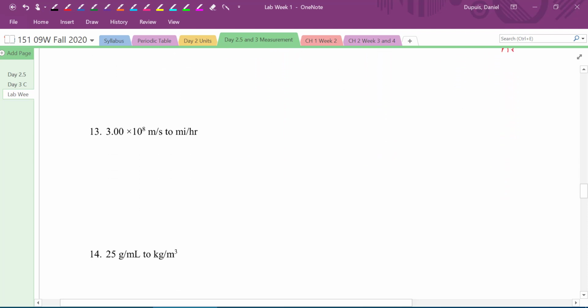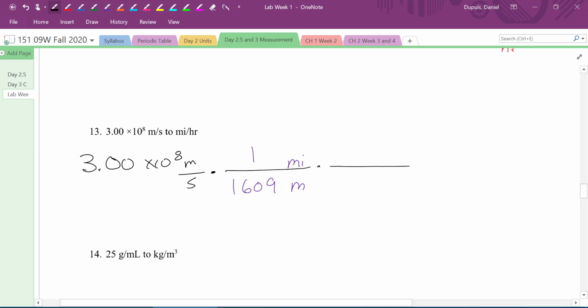Number 13, 3 times 10 to the 8 meters per second to miles an hour. This is the speed of light in a vacuum. 3.00 times 10 to the 8 meters per second. This is the fastest in theory anything can travel. So meters to miles. We already know that meters and miles are related by distance. So 1 mile is 1609 meters. And then seconds to hours again. We know 1 hour is 3,600 seconds. So that gives us 671 million, or 6.71 times 10 to the 8th miles per hour. Quite fast.